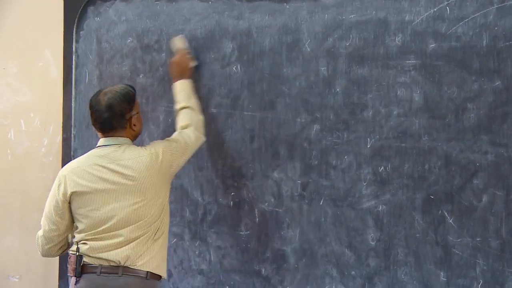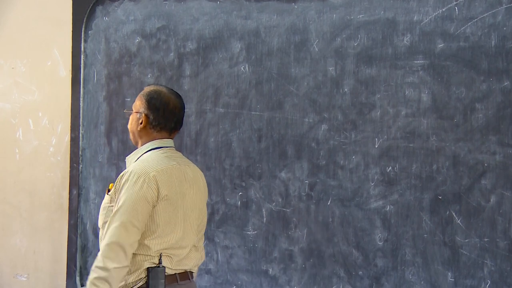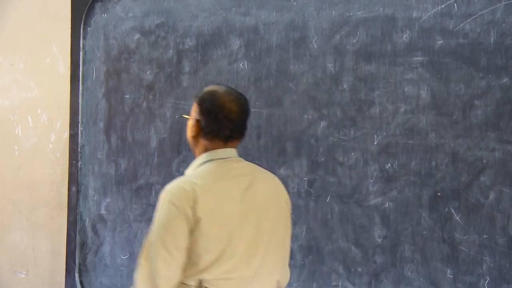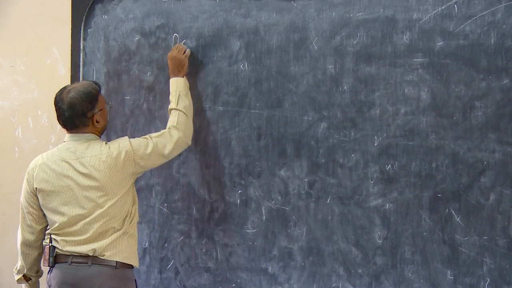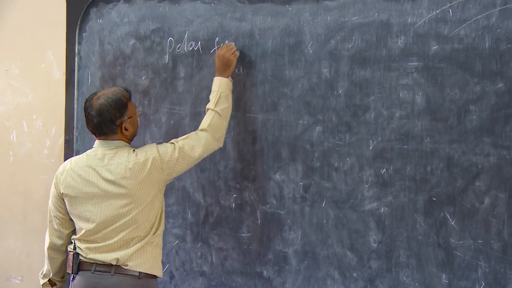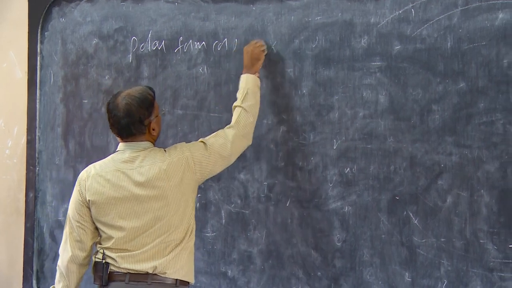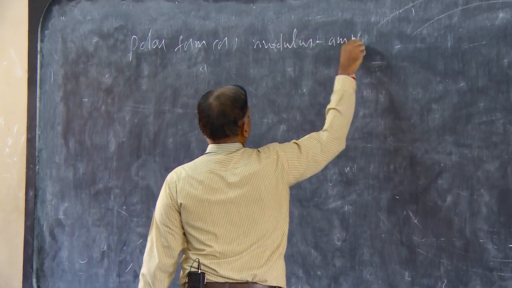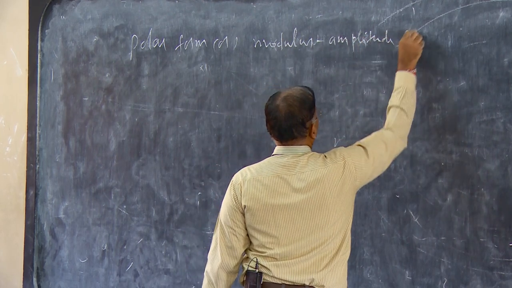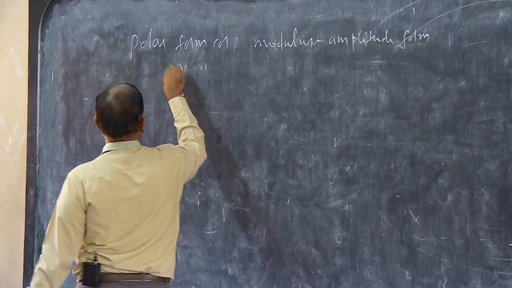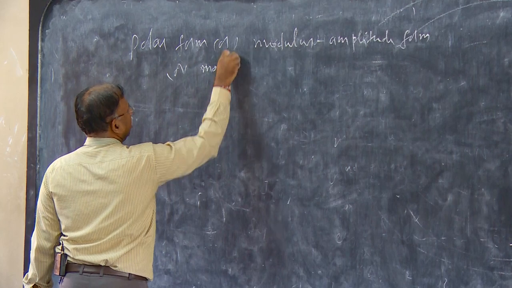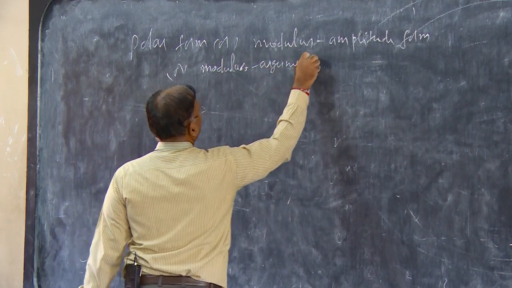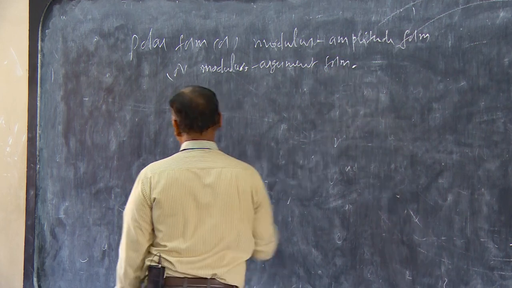Now there is a specific representation of complex numbers called the polar form. It is also called the modulus amplitude form, or the modulus argument form. There are three different names for the same thing.